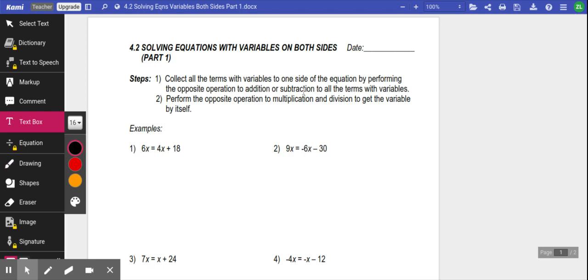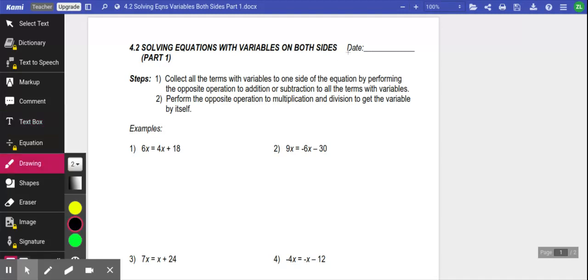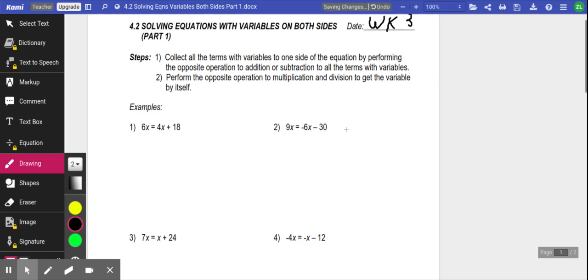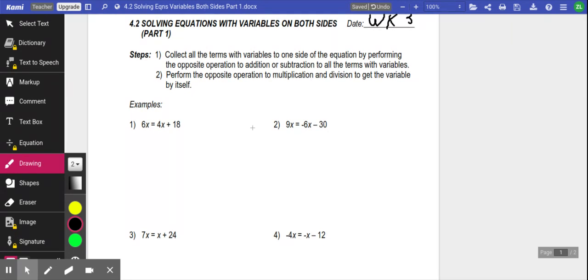Okay, once again, continuing with week 3 of distance learning. Today's second lesson here, 4.2, is a short one. So we'll go through it with ease. It should only take a few minutes, and it's stuff that you've done in grade 9 before. So all we're doing is solving equations with variables on both sides, part 1.